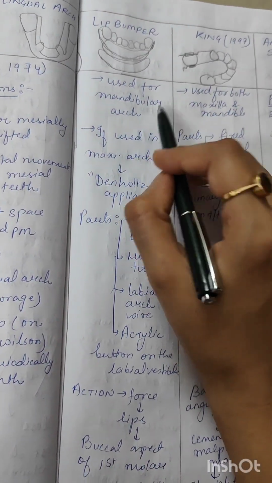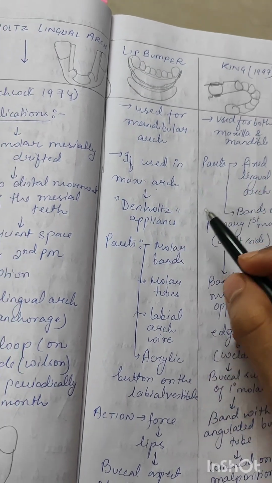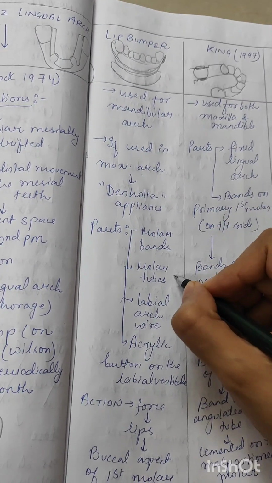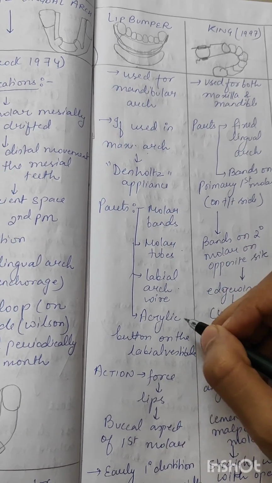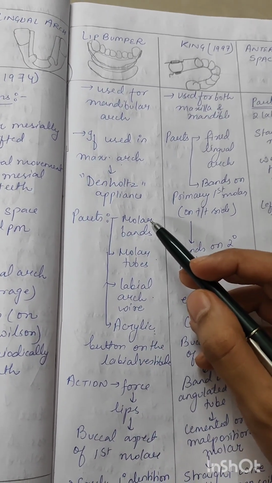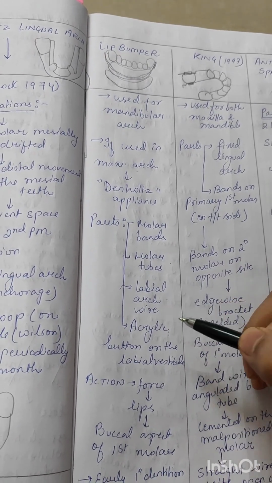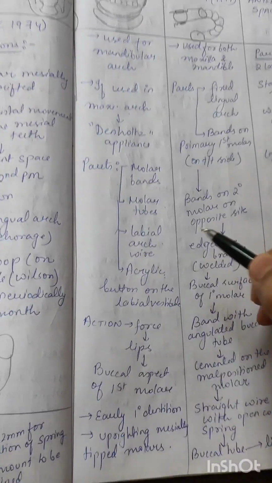Okay, next is the lip bumper. It is used for the mandibular arch. If used for the maxillary arch, it is known as the Denholtz appliance. It has molar bands, molar tubes, a labial arch wire, and an acrylic button on the labial vestibule. Once again, molar bands, molar tube, labial arch wire, acrylic button on the labial vestibule.